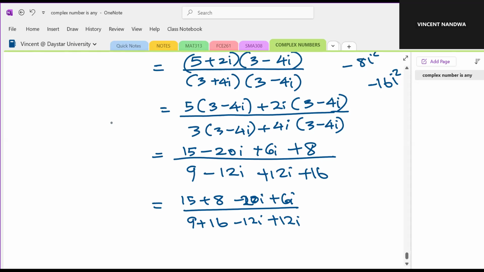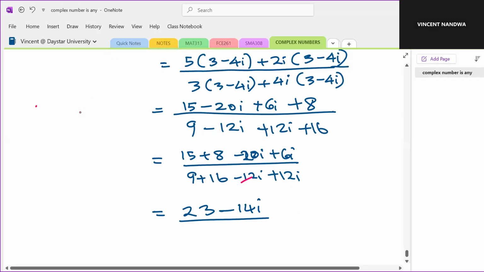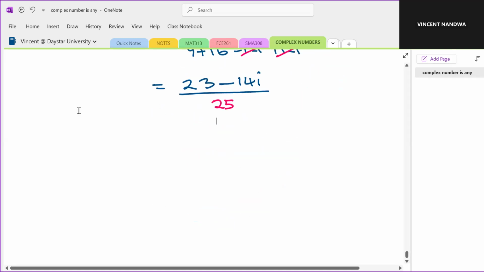So 15 plus 8 is 23, minus 20i plus 6i is minus 14i. Now you see minus 12i plus 12i cancels out, so we do not have an imaginary part in the denominator. So we just have 9 plus 16 is 25. So this will give us 23 over 25 minus 14 over 25i.